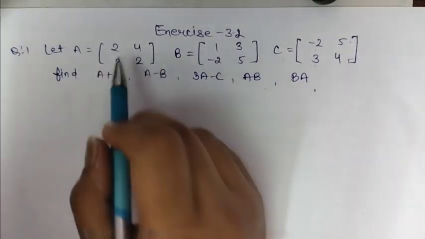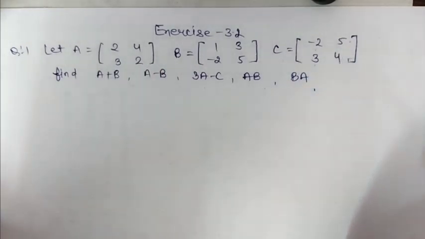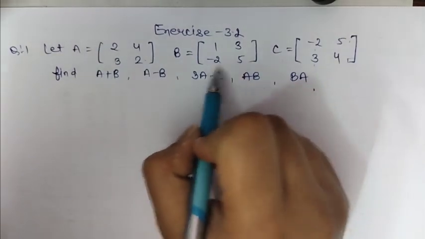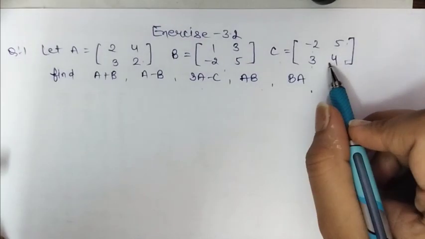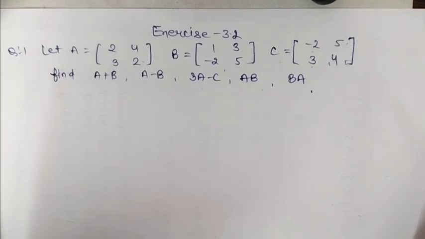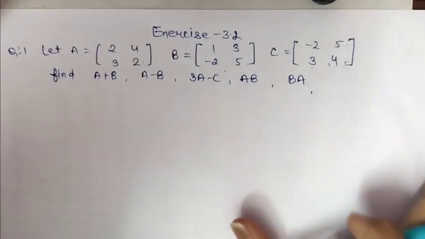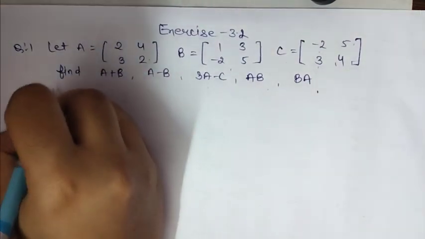Here you can see the order of a, b and c is the same, that is 2 by 2. Here b is also 2 by 2, and the order of c is also 2 by 2. So we can easily find the value of a plus b, a minus b, 3a minus c, ab and ba. First we are going to find the value of a plus b.